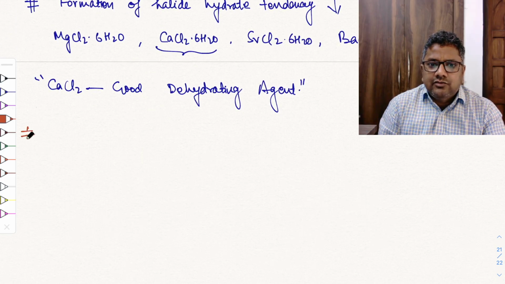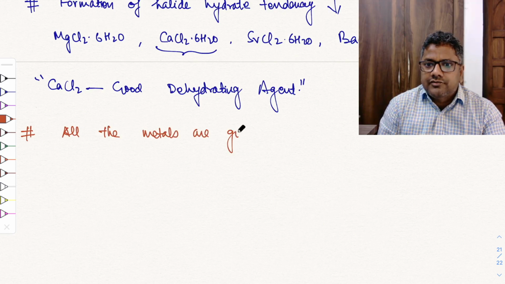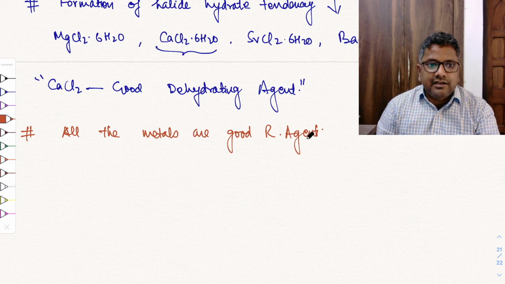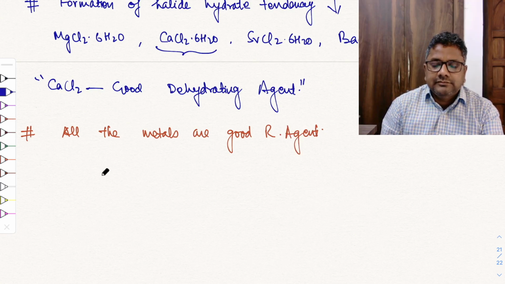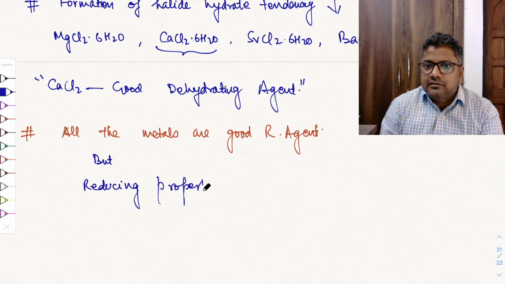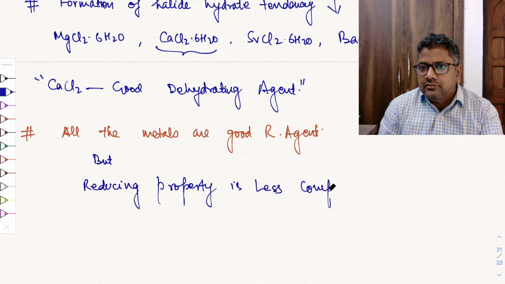Right, now the next property is reducing nature. As we know, all the metals are good reducing agents, but their reducing ability is less than first group metals. Reducing property is less compared to group 1 metals.